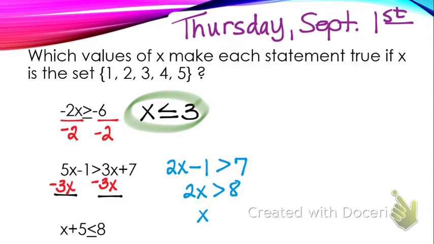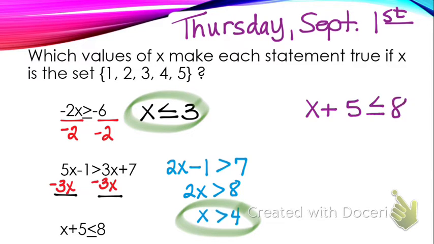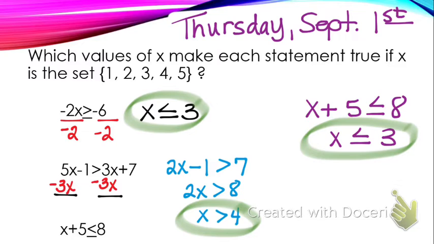Would it be greater than or less than 4? Greater than 4. That's your second answer. All right, last one. Let's go ahead and answer. So you have x plus 5 is less than or equal to 8. How would you solve that for x? Subtract the 5. So that would be x is less than or equal to 3. Any questions about how we did that?